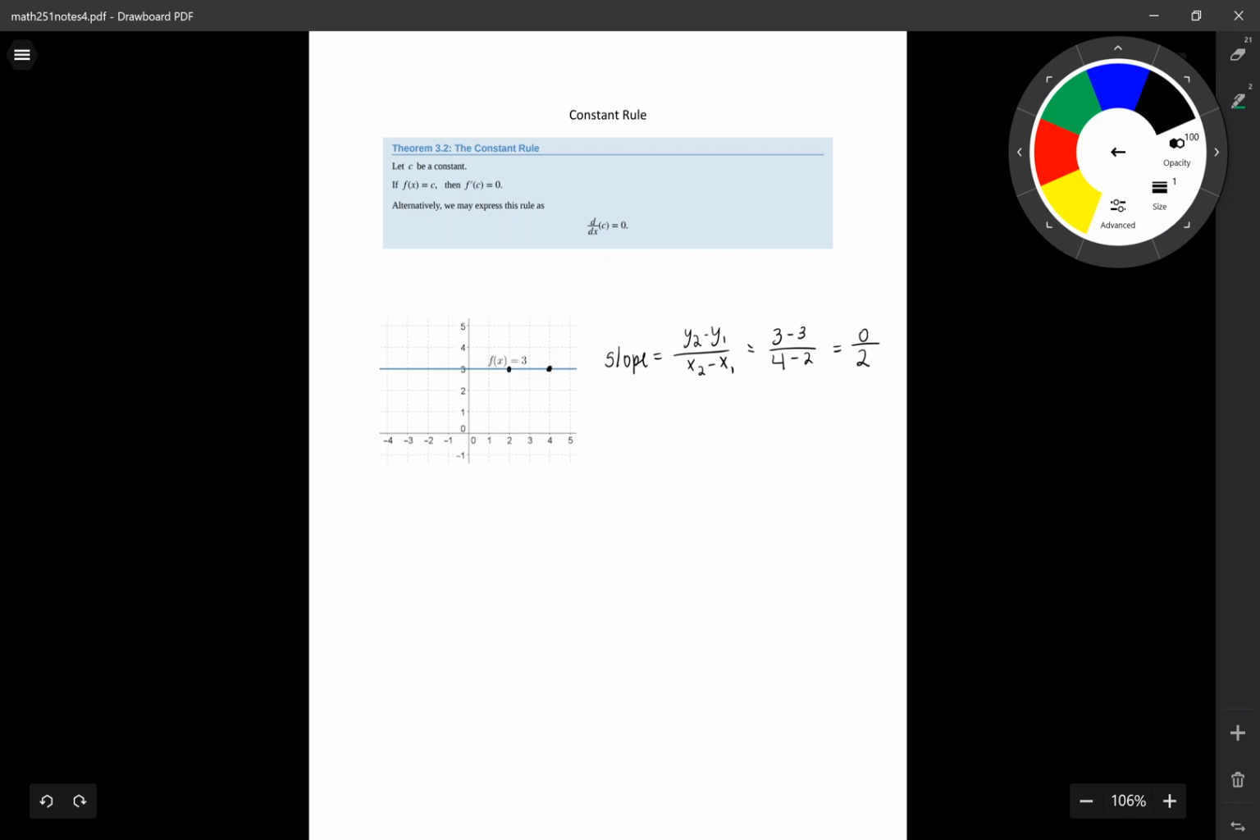So the slope of a constant function is always equal to 0. It does not have a slope. Therefore, the derivative, or the slope, of a constant function or a constant number is equal to 0.